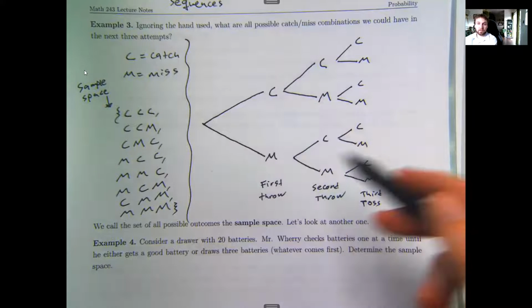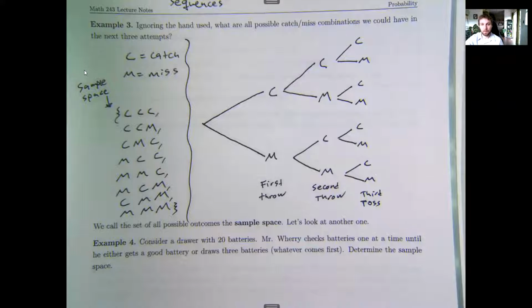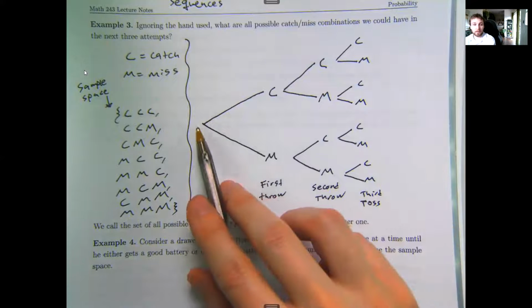Which gives me a tree that looks something like this. Now I'm going to write out the combinations at the end, seeing what these sequences look like.